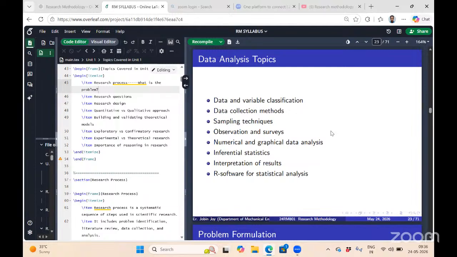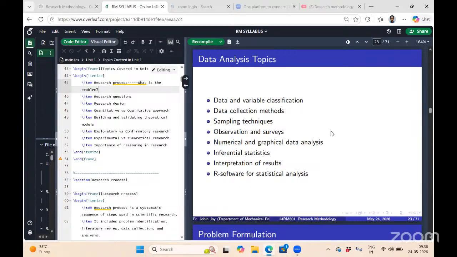Numerical and graphical data analysis. Numerical and graphical data analysis uses numbers, charts, and graphs for interpretation. For example, bar chart analysis, right? Then pie chart representation, histogram plotting, statistical calculations, scatter plot analysis. So the data will be analyzed numerically, for example, statistical calculations, or graphically. Graphically means with the help of different charts such as bar chart, pie chart, histogram, scatter plot analysis, etc.